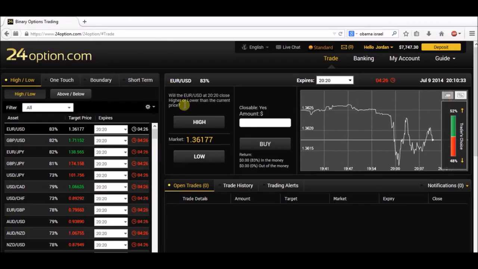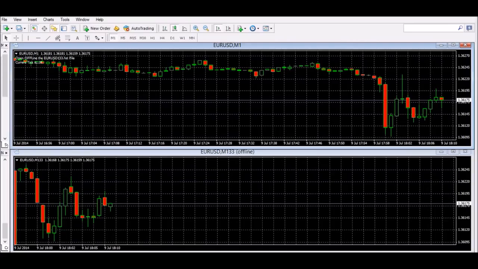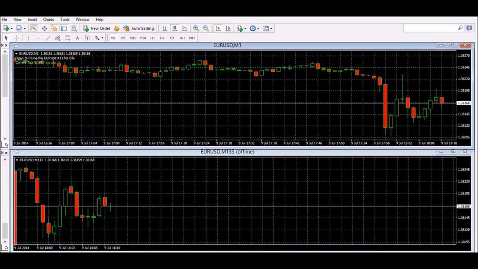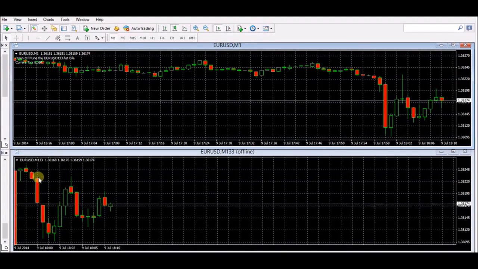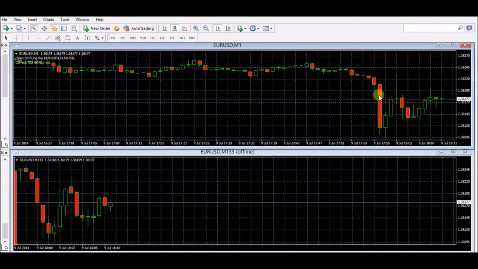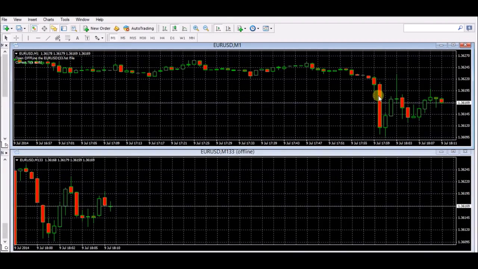So I have here my 24 options account ready for me to trade. I'm going to make a $500 trade. But I'm not going to make the trade obviously until I have confirmation of the trend. And what do I mean again by confirmation of the trend? You're looking for the same production and the same development of candlesticks, both in the 133 tick chart and also in the M1 60-second candlestick chart.